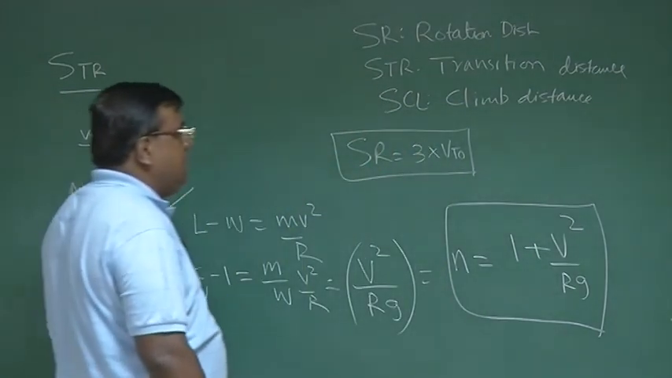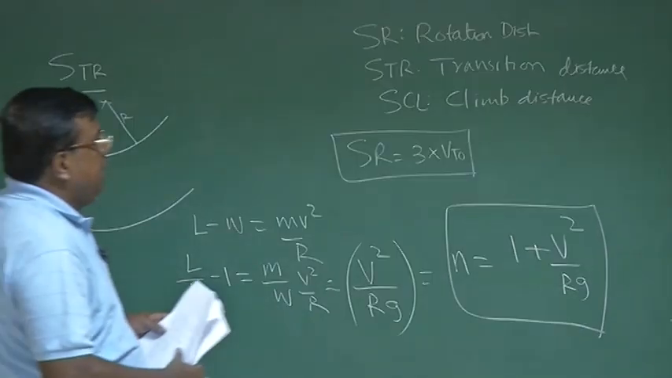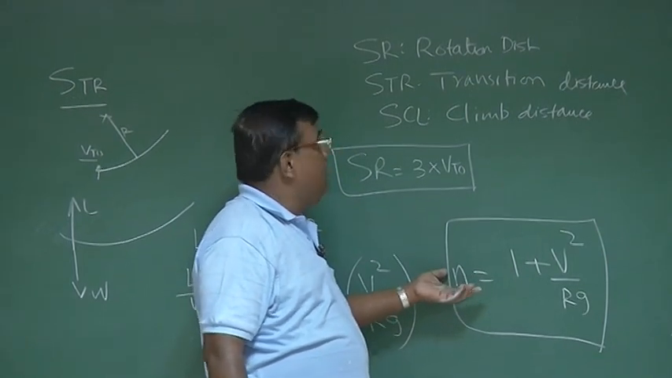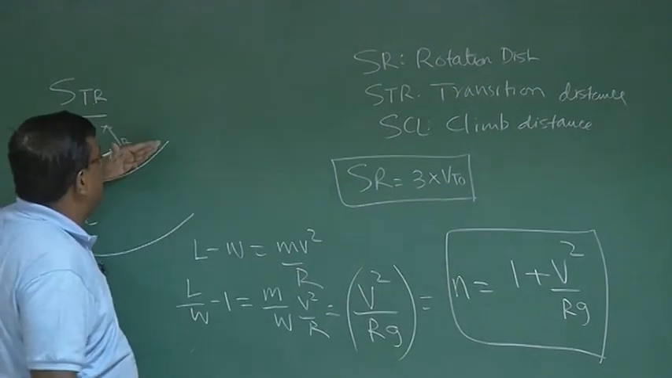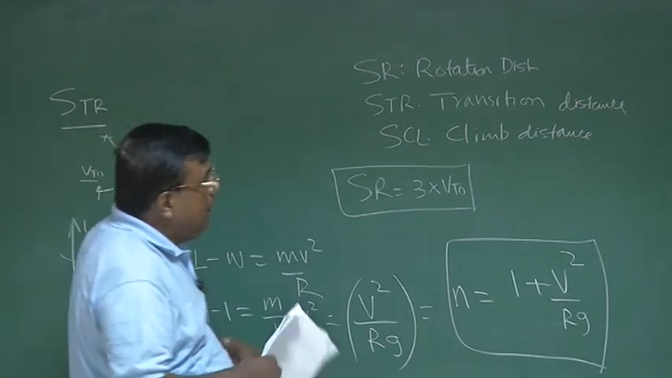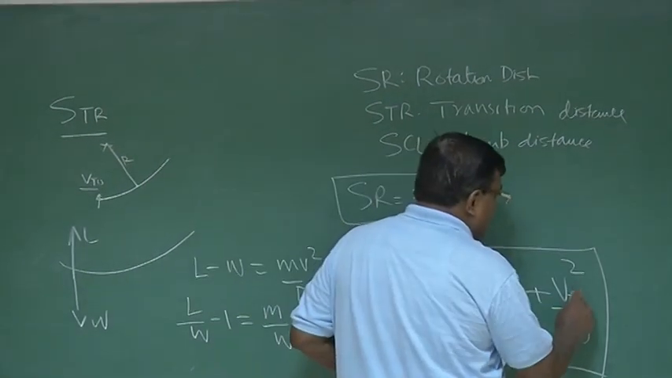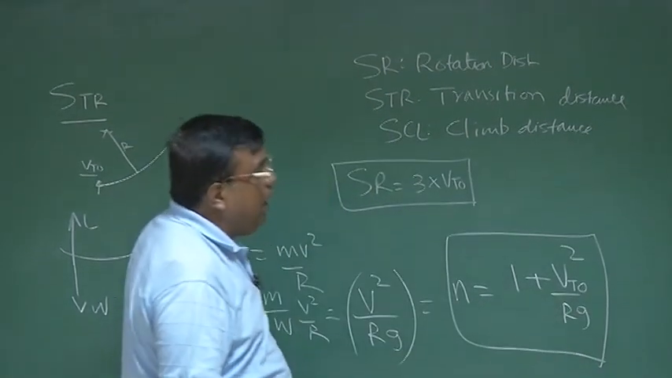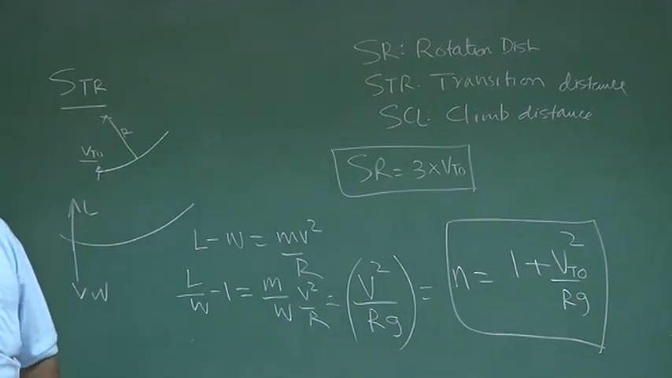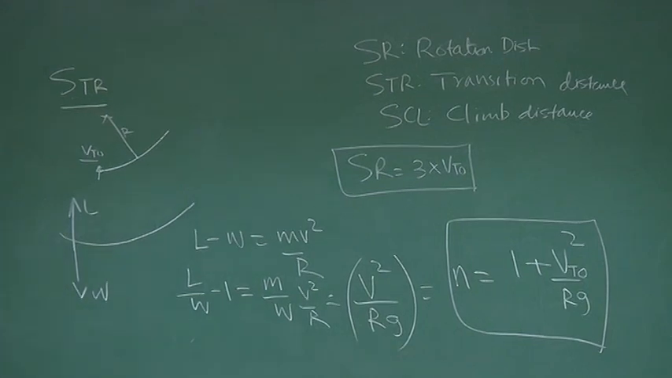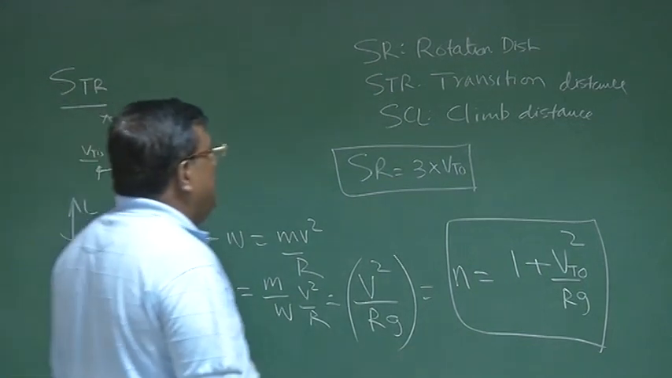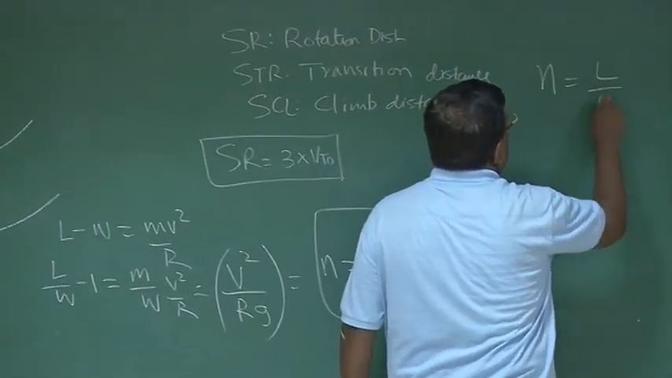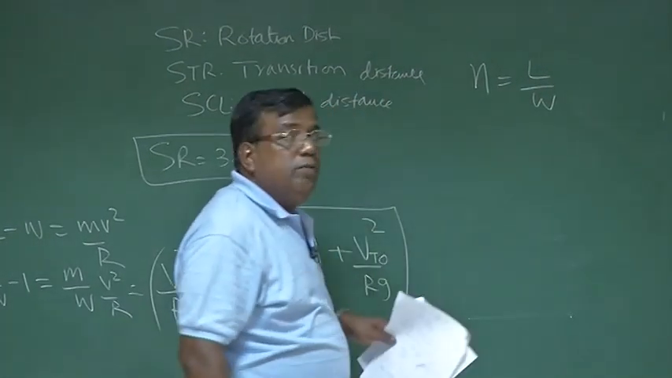What is the message? The message is, if I know some assessment of the value of load factor N during which it was just doing a pull-up, and since I know V as V takeoff, and I know G, I should be able to get the value of R, and then use geometry to get the value of STR. So to have an assessment of N, what is N? N is lift by W, when it is going for a takeoff.